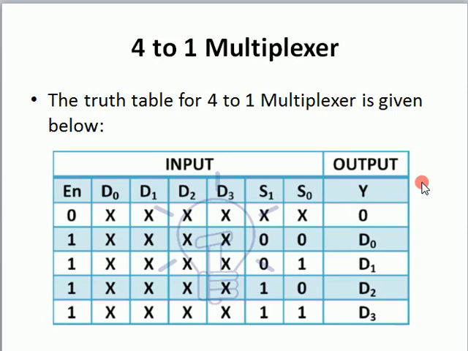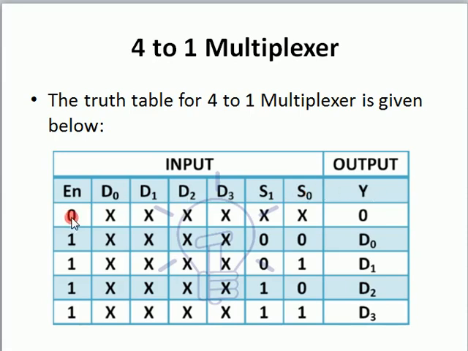Next we will discuss the 4 to 1 multiplexer. In a 4 to 1 multiplexer, there are 4 input lines, or 4 data lines, or 4 channels here, and 1 output here. And from here we see that the select lines are 2. Let's suppose we have D0, D1, D2 and D3 as the input data lines, S1 and S0 as the select lines, and the output is Y.